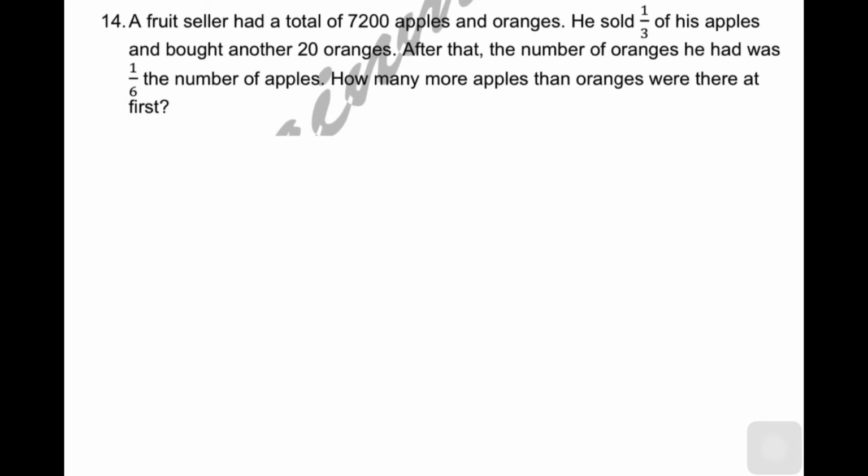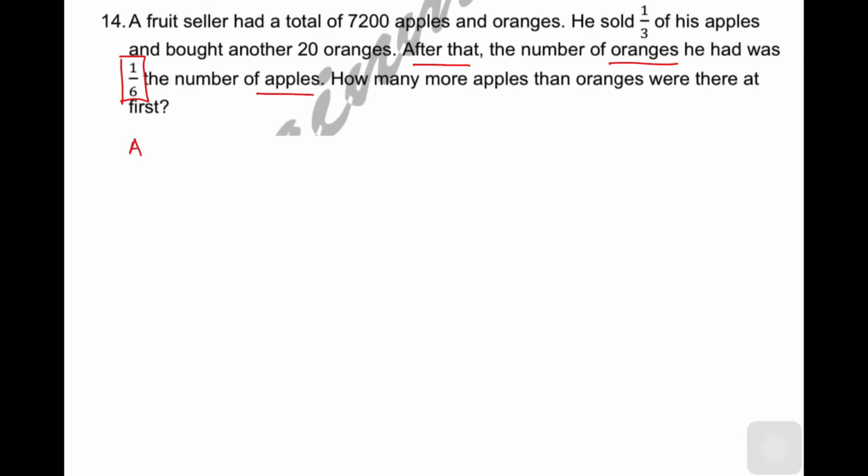Okay, so this problem actually says that this fruit seller has a certain number of apples and oranges, followed by something happened. He sold and also he bought. So the important thing we start from is the "after that". In the end, the number of oranges to apples is 1/6. So what is 1, what is 6? Over here, it tells you that your oranges have 1 unit, and your apples have 6 units.